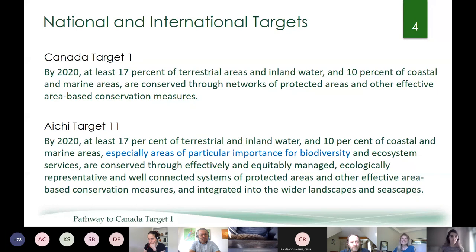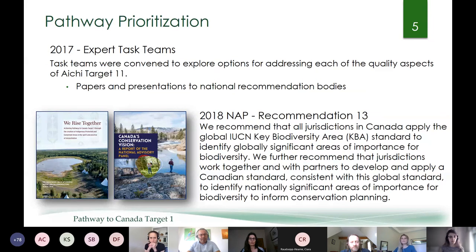Pathway is obviously focused on Canada Target 1, the first of Canada's 19 biodiversity targets. It's important to keep in mind that Canada Target 1 is based on Aichi Target 11. And that target provides further details on what we refer to as the quality elements. So while not explicitly stated in Canada Target 1, these quality elements are considered as part of the efforts in the Pathway Initiative. So as you'll see on the screen, as noted in blue, one of these quality elements highlights the need to focus on areas of particular importance for biodiversity. Next slide. So early within Pathway, expert task teams were convened to explore options for addressing each of these quality elements as listed in Aichi Target 11.